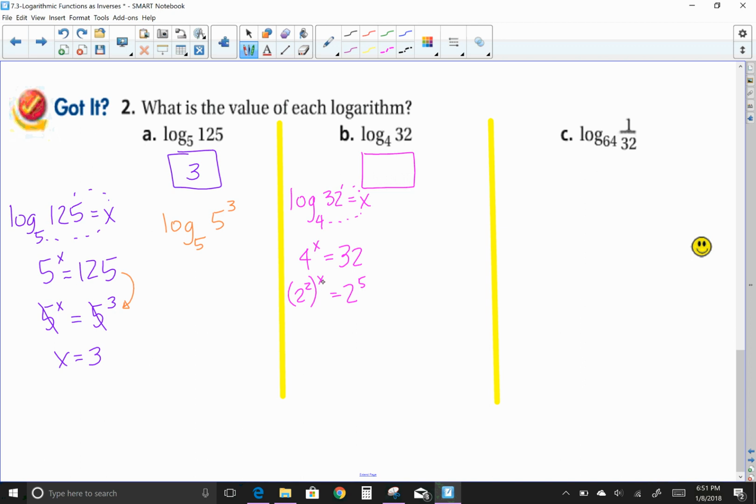So when you raise a power to a power, this becomes 2 to the 2x. You multiply those two, equals 2 to the 5th. I got the same base, so 2x equals 5. Divide both sides by 2, and x equals 5 halves. And so my answer is 5 halves. Whew, that's a lot of work.